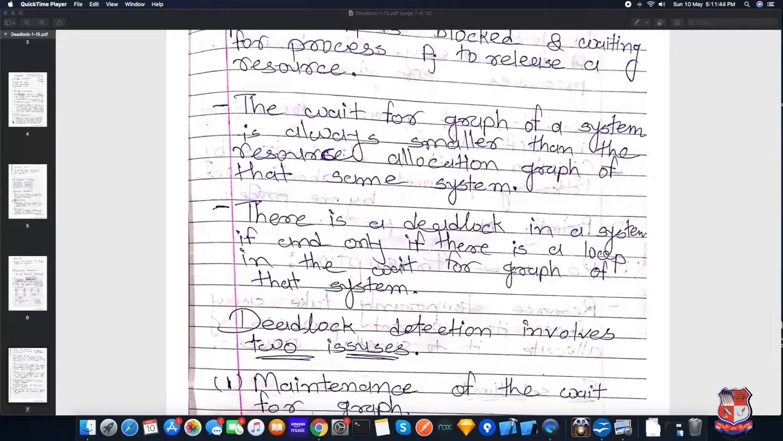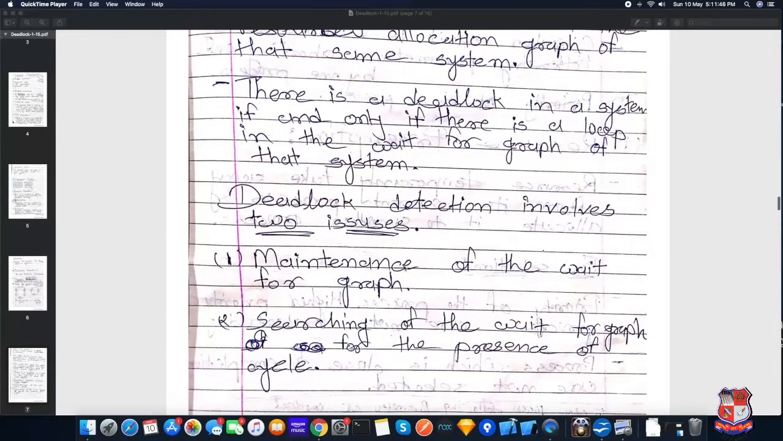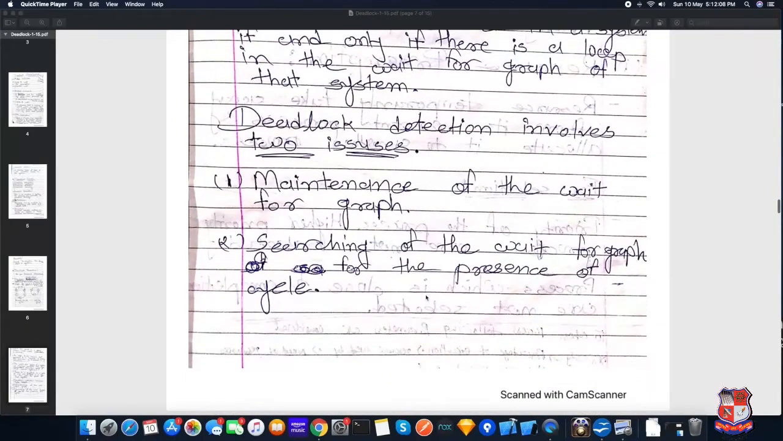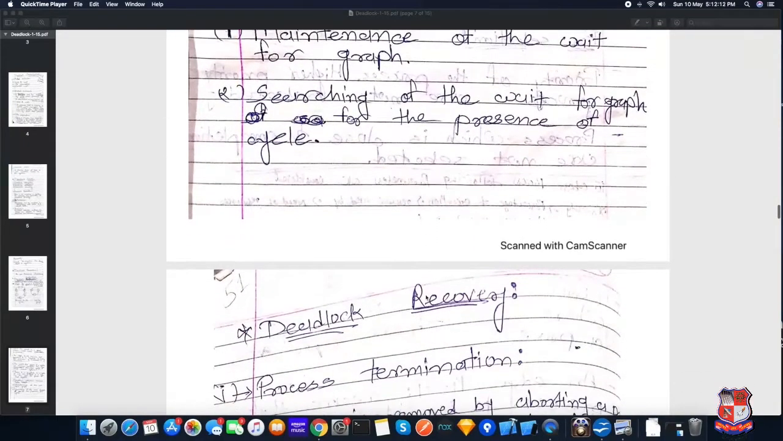There is a deadlock in the system if and only if there is a loop in the wait-for graph of that system. So deadlock detection involves two main issues. The first one is maintenance and the second one is searching. Searching for the processes and resources which are involved in the cycle, which is involved in the deadlock, is a very difficult task. So it is an issue of deadlock detection. So that is the second concept, deadlock detection.